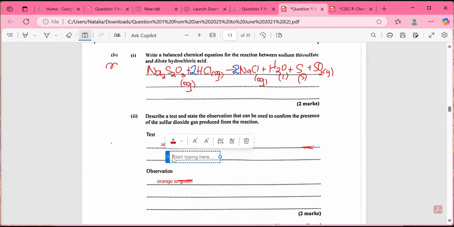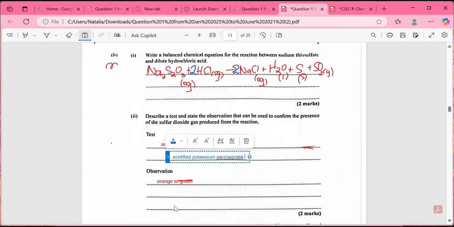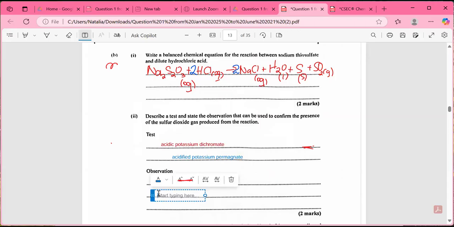So if the test we're using is going to be acidified potassium permanganate, what's the observation? Purple to colorless. All right.